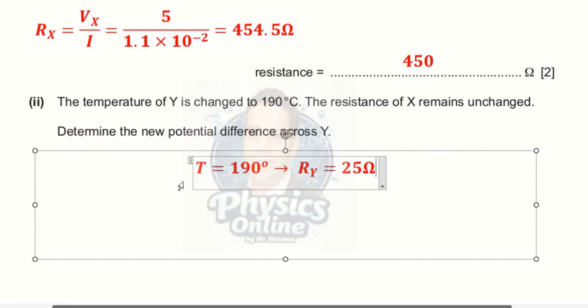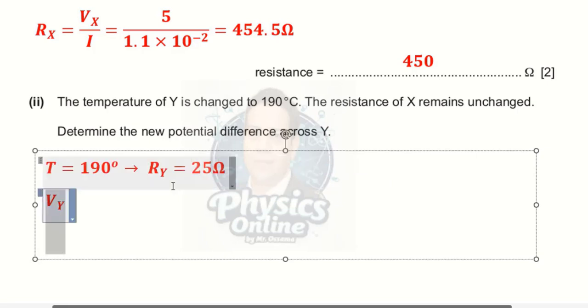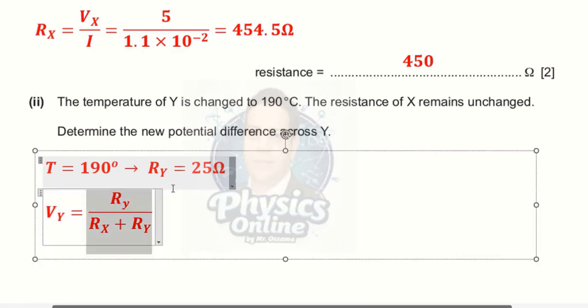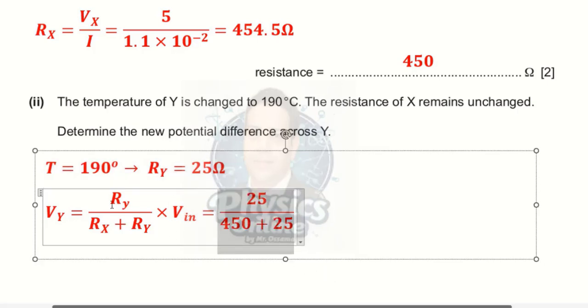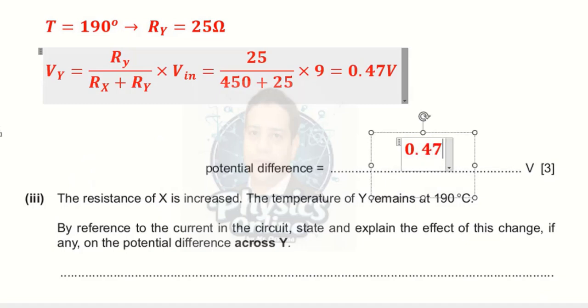We will apply the equation of the potential divider. Vy equals Ry over the sum of them, Rx plus Ry, times Vn, or EMF. Ry, as we calculated, is 25, Rx we calculated here is 450, no change, and Ry 25 times the Vn, which is 9, equals 0.47 volt. The answer is 0.47 volt.